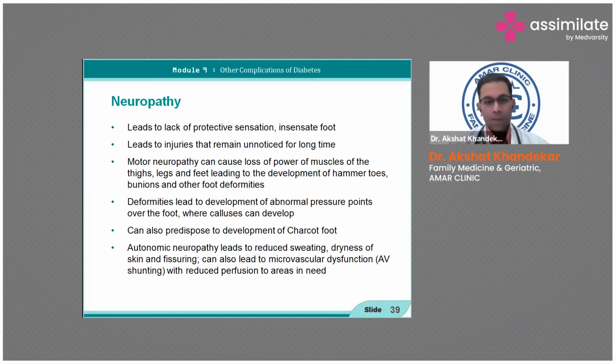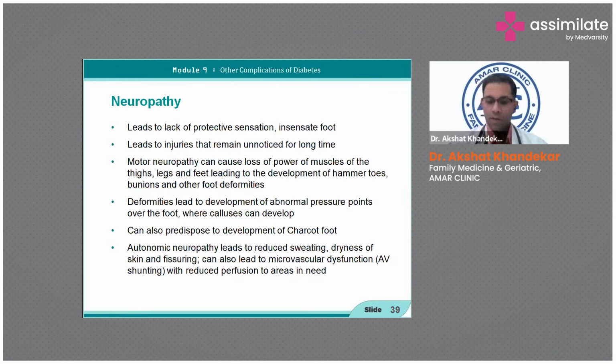So what is the neuropathy? It leads to lack of protective sensation. Insensate foot leads to injuries that remain unnoticed. Motor neuropathy usually causes loss of power in muscles and in the lower foot altogether, which leads to hammertoes. We'll see the photos. Deformities lead to development of pressure points where the calluses develop, predisposed to development of Charcot foot, and autonomic neuropathy leads to reduced sweating, which is a common complication of diabetes, causing dryness of skin and fissuring.